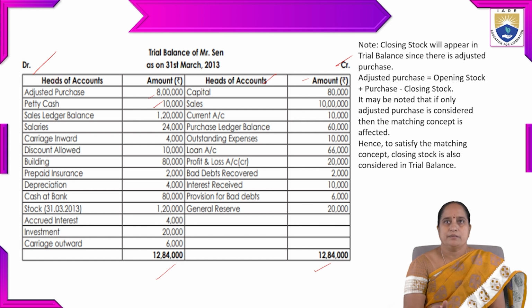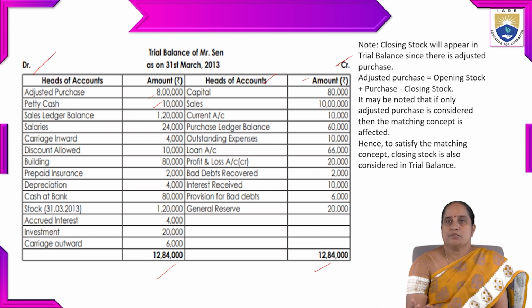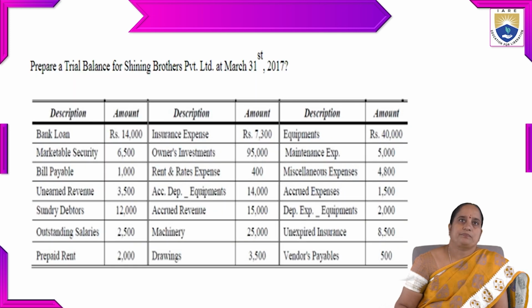So as a result, adjusted purchase, how can we calculate? Opening stock plus purchase minus closing stock. So it may be noted that if only adjusted purchase is considered, then again it may not match. We'll have a mismatch in the trial balance. So hence, to satisfy the matching concept, closing stock is also considered in trial balance.